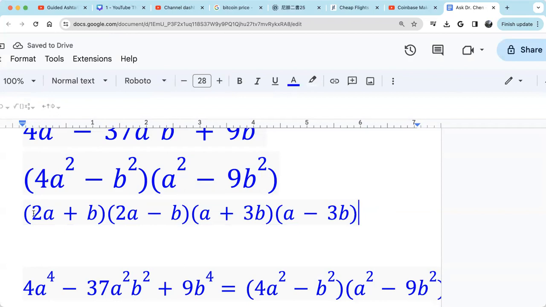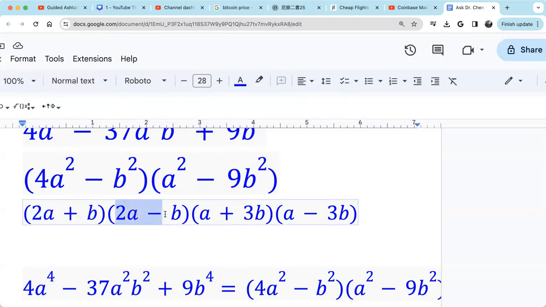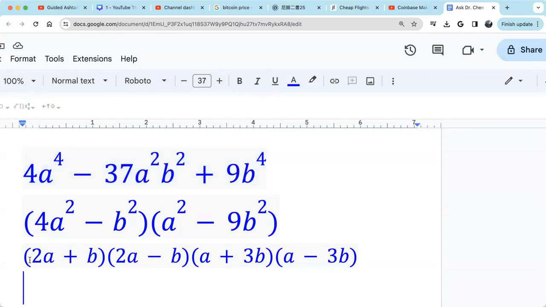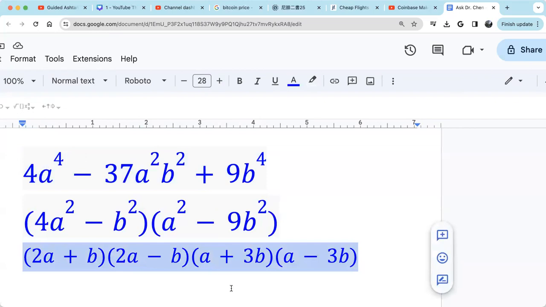Because these are linear factors: 2a plus b is a prime expression, 2a minus b is prime, a plus 3b is prime, a minus 3b is prime. So that's it, now it's factored completely. We started with 4a to the 4th minus 37a squared b squared plus 9b to the fourth power, and now we have factored it into 4 linear factors.